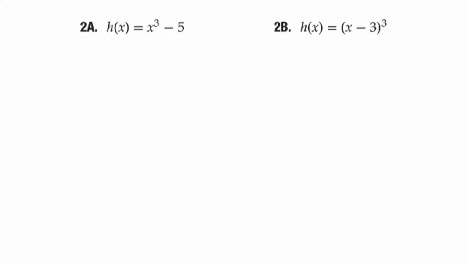So let's try graphing these functions. Okay, so I'm going to start with the parent function, and the parent function here is x cubed. So that's a dot here, and a dot at 1, 1, and a dot at negative 1, negative 1. And then I have this little curve that goes in between like this.